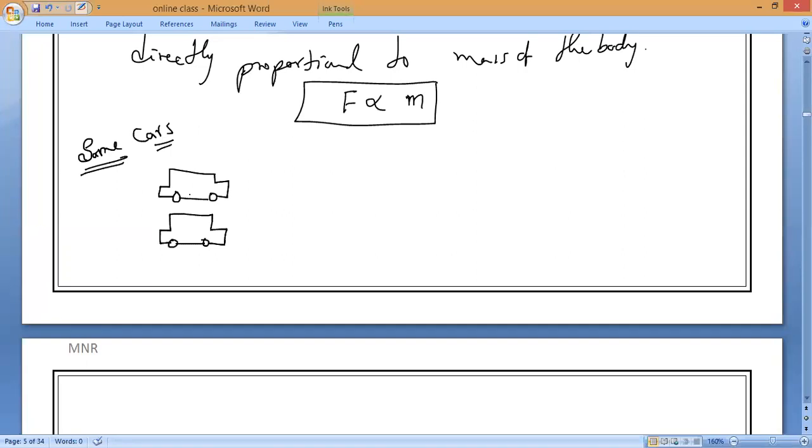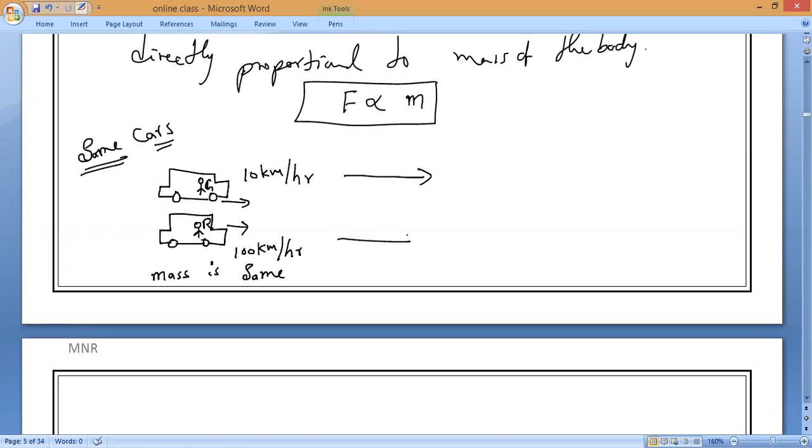So I have taken the same cars. Same cars means the mass is the same or not? Please respond. So, same mass. Now, let me say this car is driven by Reddy and this car by Gokul. Reddy is traveling at 100 kilometers per hour and Gokul at 10 kilometers per hour. Now, tell me, if Arun Kailash wants to stop them, which body can he stop easily and for which does he need more force?